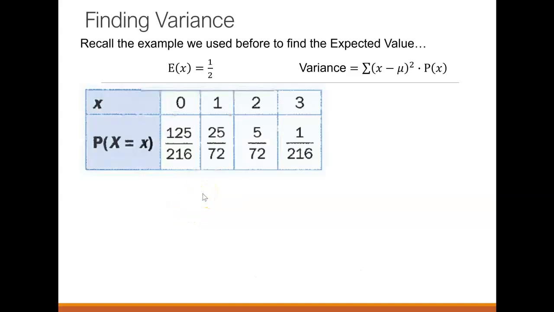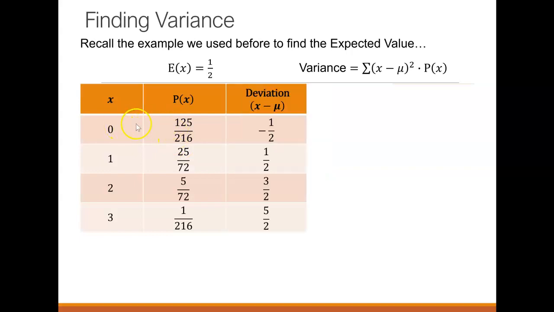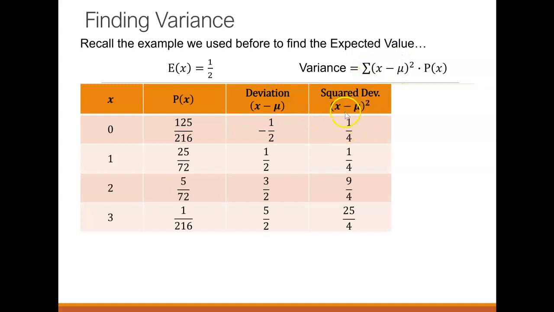So let's look at a couple of examples. Let's use the same probability model that we looked at before. Here the expectation we calculated was 1/2. So to calculate our variance, we're going to take 0 minus the expectation, 1 minus the expectation, 2 minus the expectation, and so on. That's going to give us this part. Then we're going to square them. So negative 1/2 squared is 1/4, 1/2 squared is 1/4, and on.